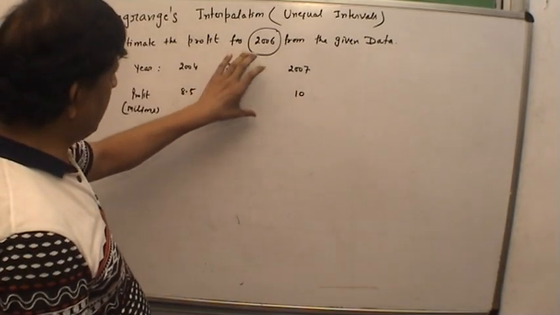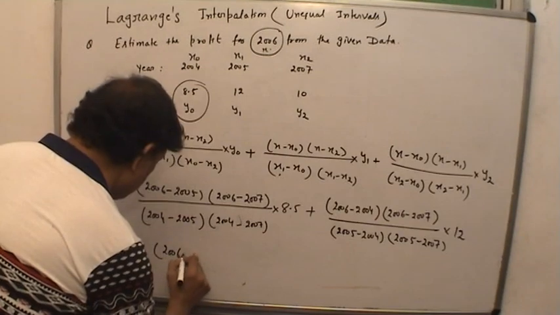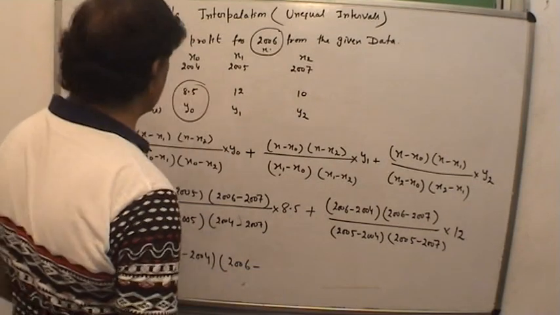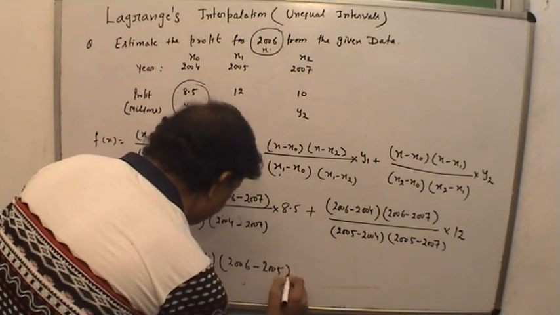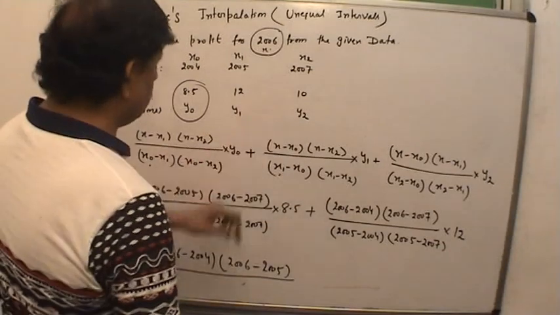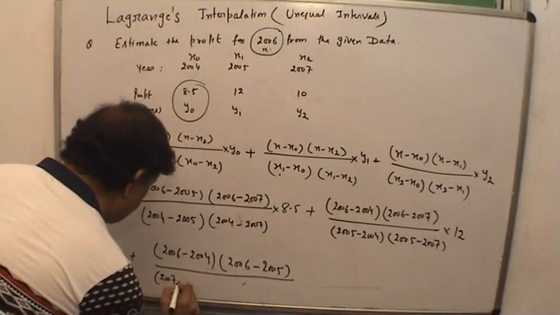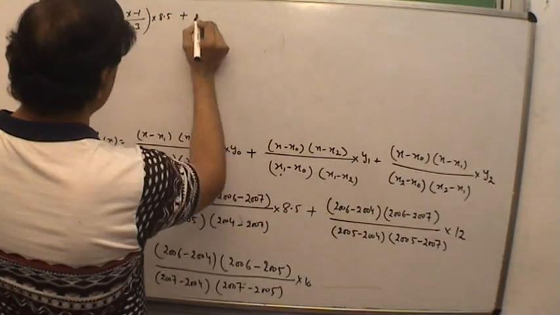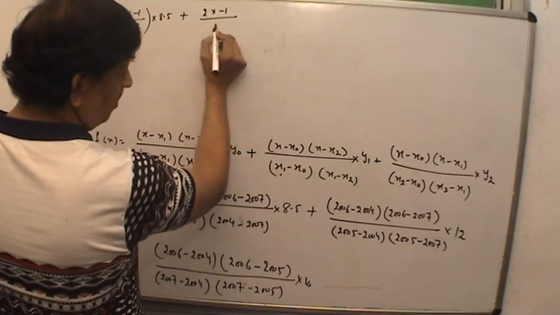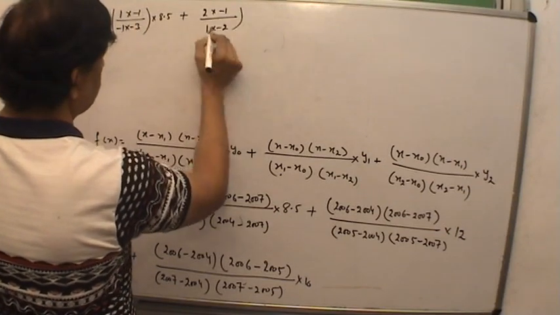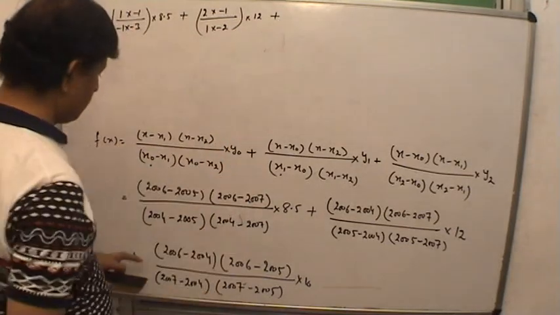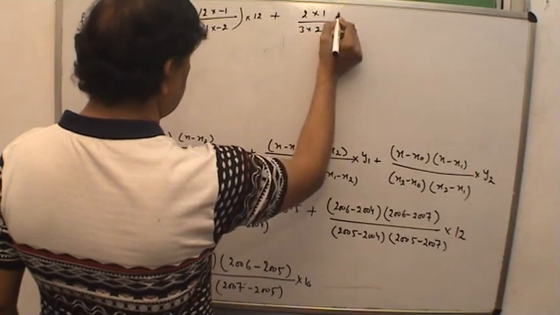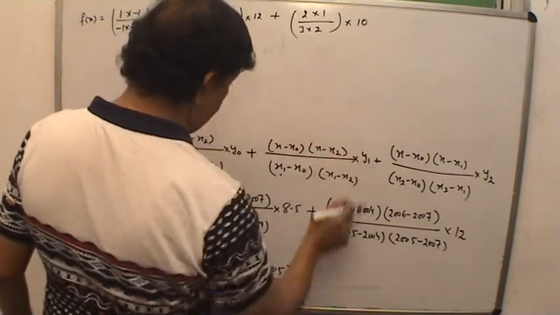So we can find this estimated profit for 2006: (2006 minus 2005) into (2006 minus 2007) divided by (2004 minus 2005) into (2004 minus 2007), into 8.5, plus for this 2 into minus 1 divided by 1 into minus 2, into 12, plus this 2 into 1 divided by 3 into 2, that is into 10.